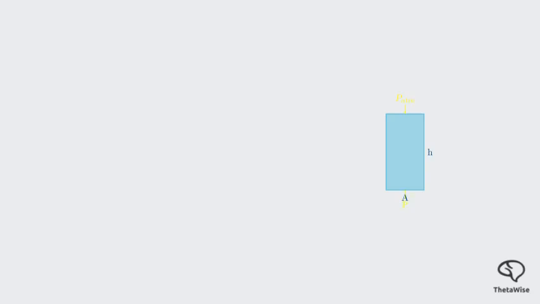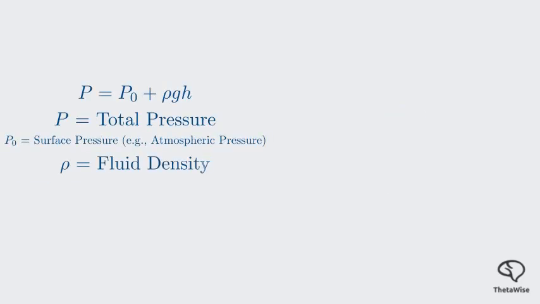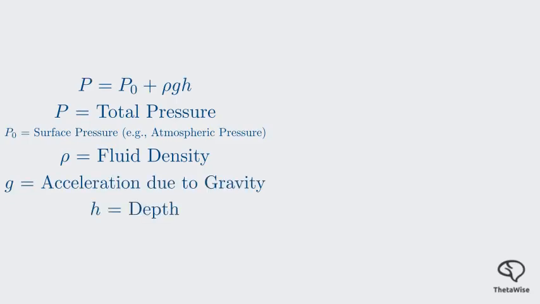We can derive a formula for this. The pressure at a certain depth is the atmospheric pressure at the surface plus the pressure due to the fluid column itself. The pressure due to the fluid column is its weight divided by its area. The weight is mass times gravity, and mass is density times volume. Since volume is area times height, the pressure due to the fluid is density times gravity times height. This gives us the hydrostatic pressure equation, P equals P naught plus rho g h.